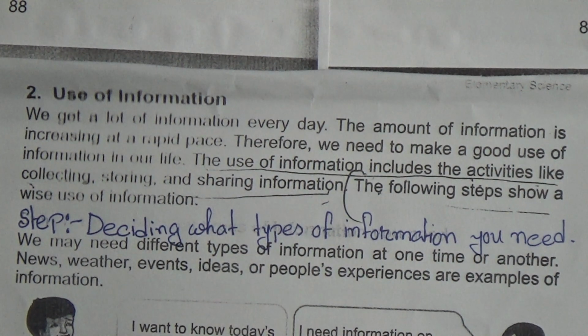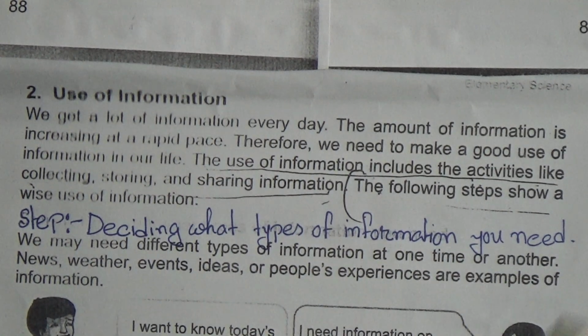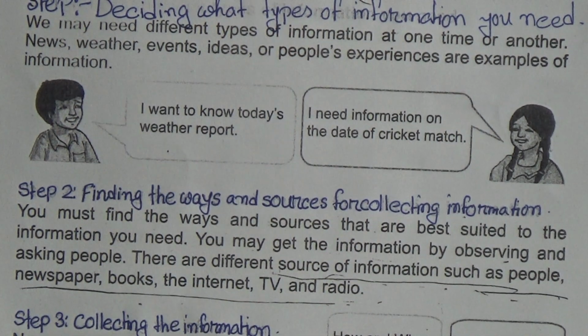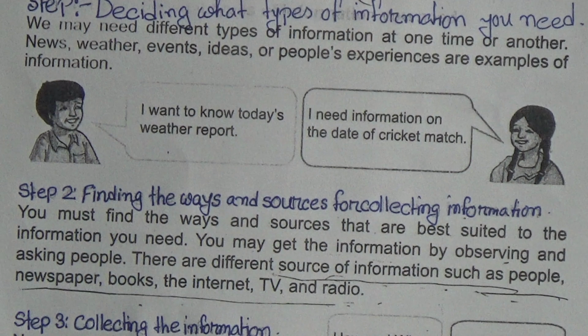Here two students are talking. "I want to know today's weather report." "I need information on the date of the cricket match." They are talking about the information they need. One student wants to know the weather information, and another student wants to know about the cricket match information. So their information types are different. So how can they collect the information? They collect the information from different sources.